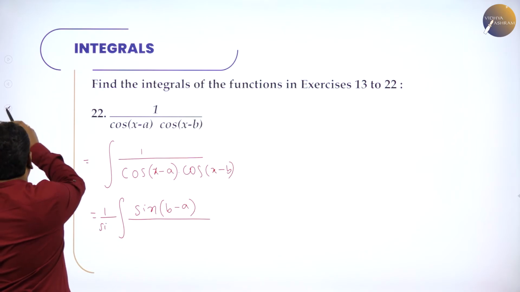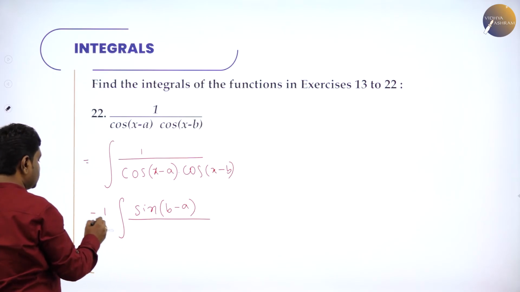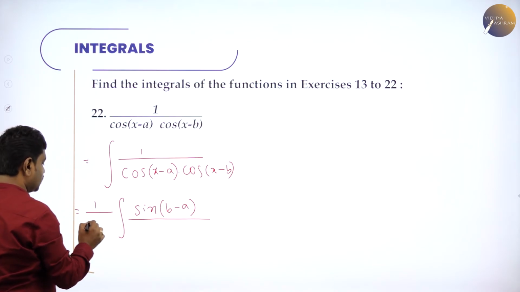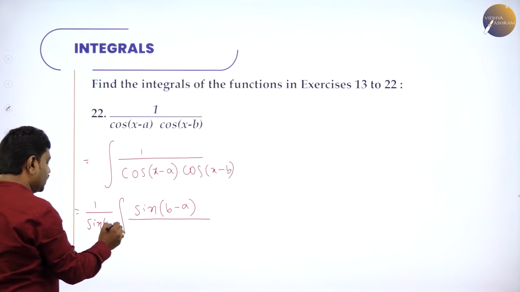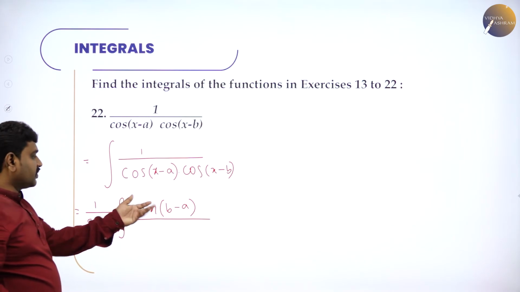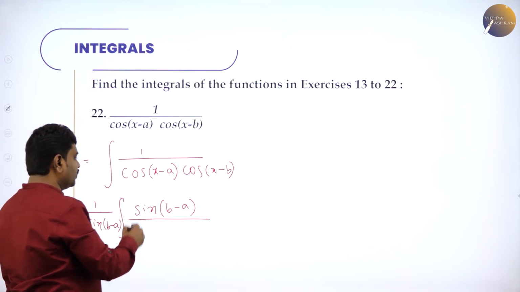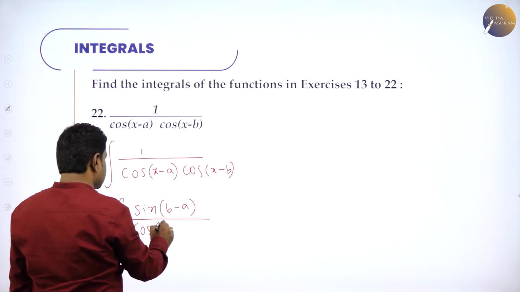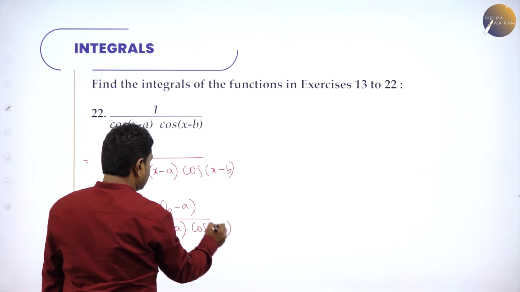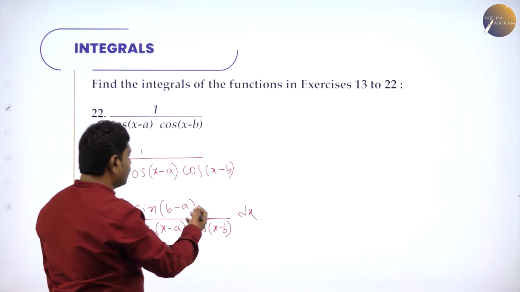All of you know b minus a is what? Constant. So b minus a is constant. So introduce sine of b minus a, 1 by sine of b minus a. I'm dividing and multiplying by sine of b minus a. If I cancel this, it will be same. b and a are constant. Sine of constant is constant. So I can divide and multiply this. Denominator, let it be as it is. Cos of x minus a into cos of x minus b. Till the end, we will not disturb the denominator. We'll arrange the numerator in the form of the denominator.